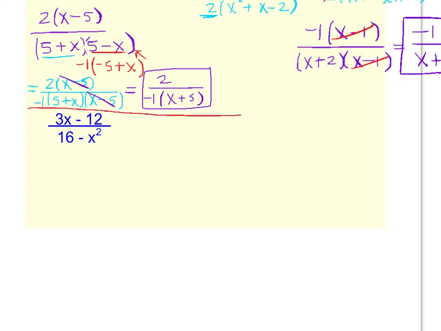Here, I'll draw a line. 3x minus 12, you can take a 3 out of both terms. That's your GCF. So you have 3 times x minus 4 over 16 minus x squared. That's that difference of squares factoring again. What did we square to get 16? A 4. So we have 4 plus x and 4 minus, oops, I keep doing that. It should be a 4 minus x.